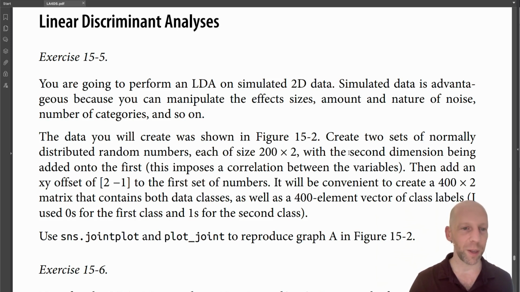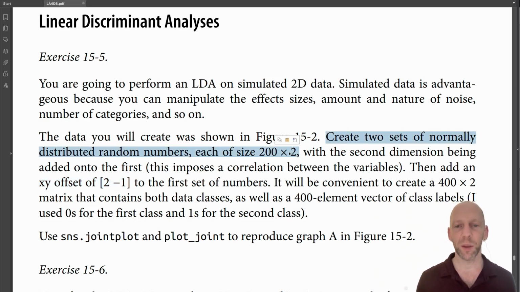So you take the second dimension and add it onto the first, and that imposes the correlation between the variables. Okay, so that is how you create one set of data, just 2 normally distributed variables, add one to the other. And then you create a second set of data in exactly the same way, but here you add an offset. The average of these 2 features will be 0 because we are generating these as normally distributed numbers. And then you want to add an XY offset to the second data set so that the average on the X dimension is 2 and the average on the Y dimension is -1.